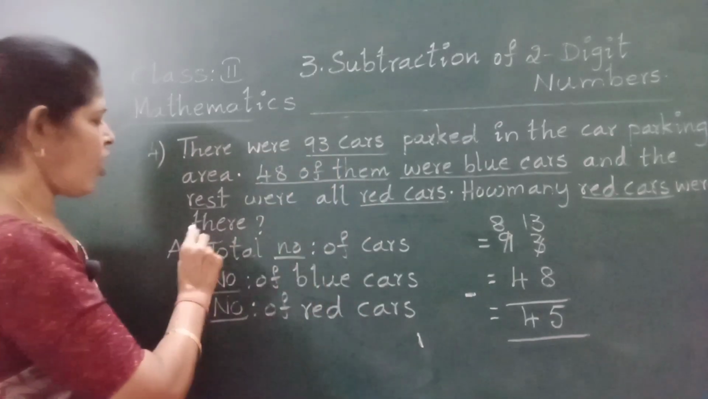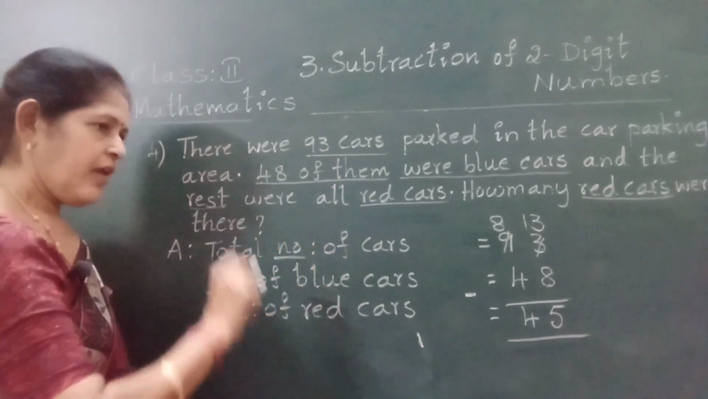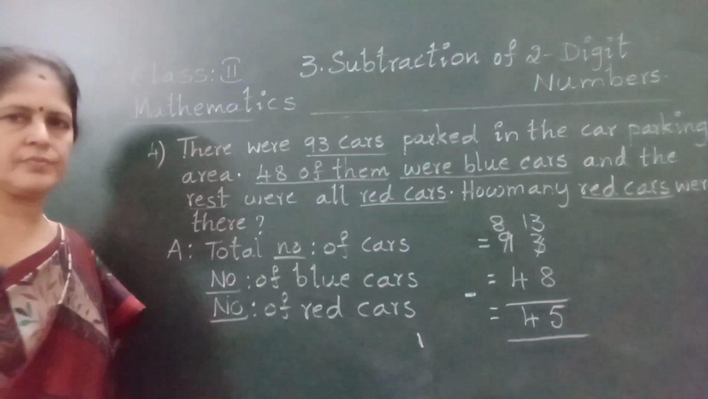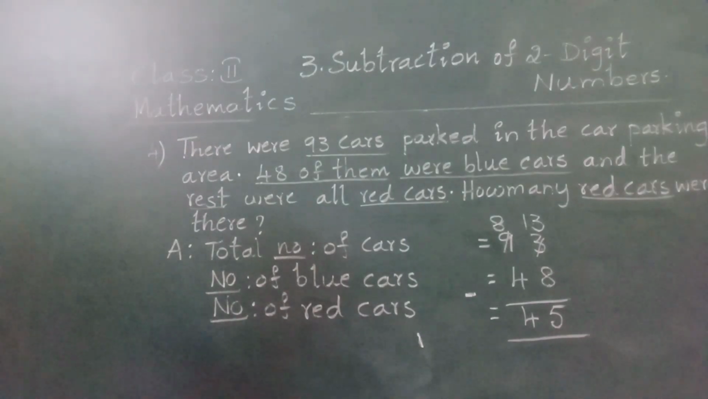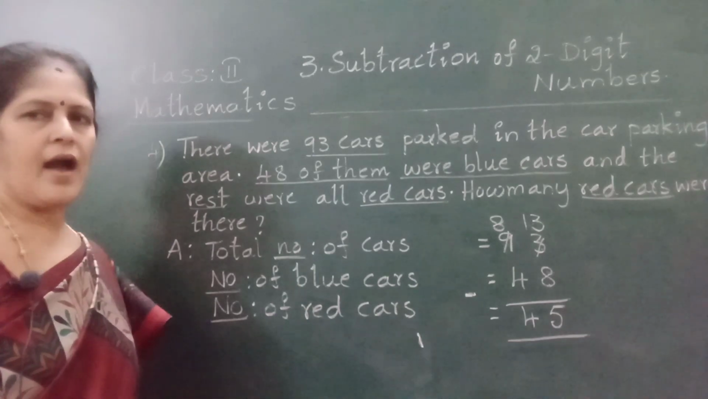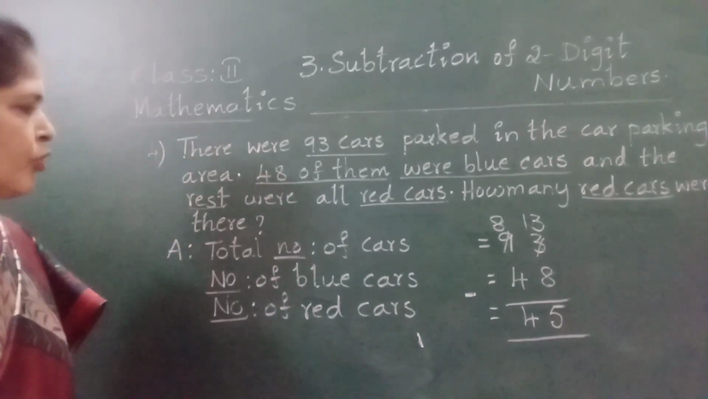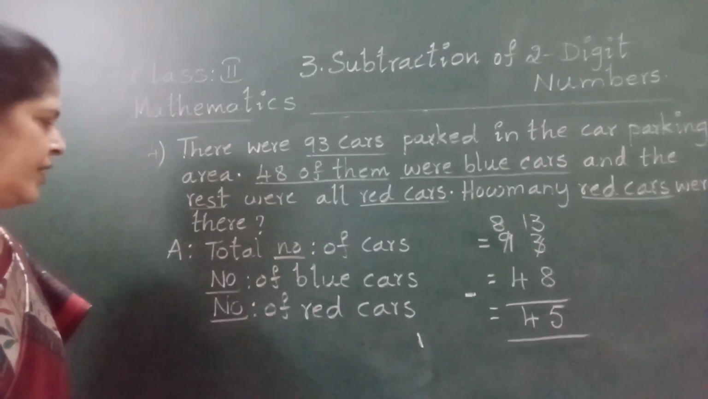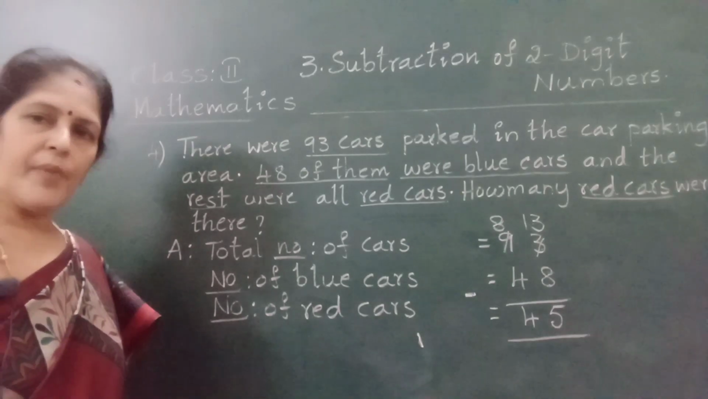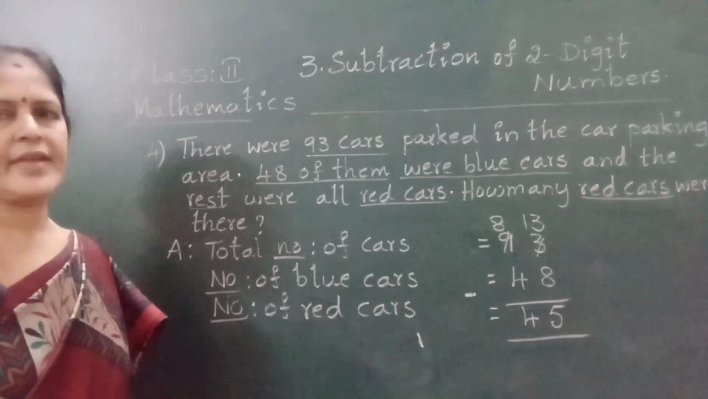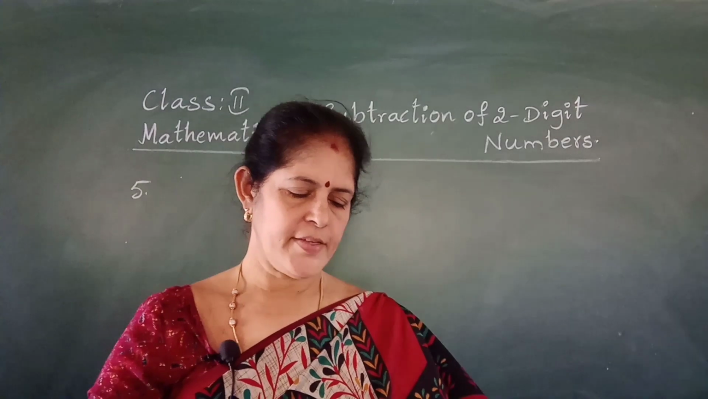Question and answer. After the question, leave a line and write. Come on, see the question and answer. Total number of cars. Total number means blue and red color cars. Number of blue cars, 48. Here we get the number of red cars by subtraction. Next question, my dear children.